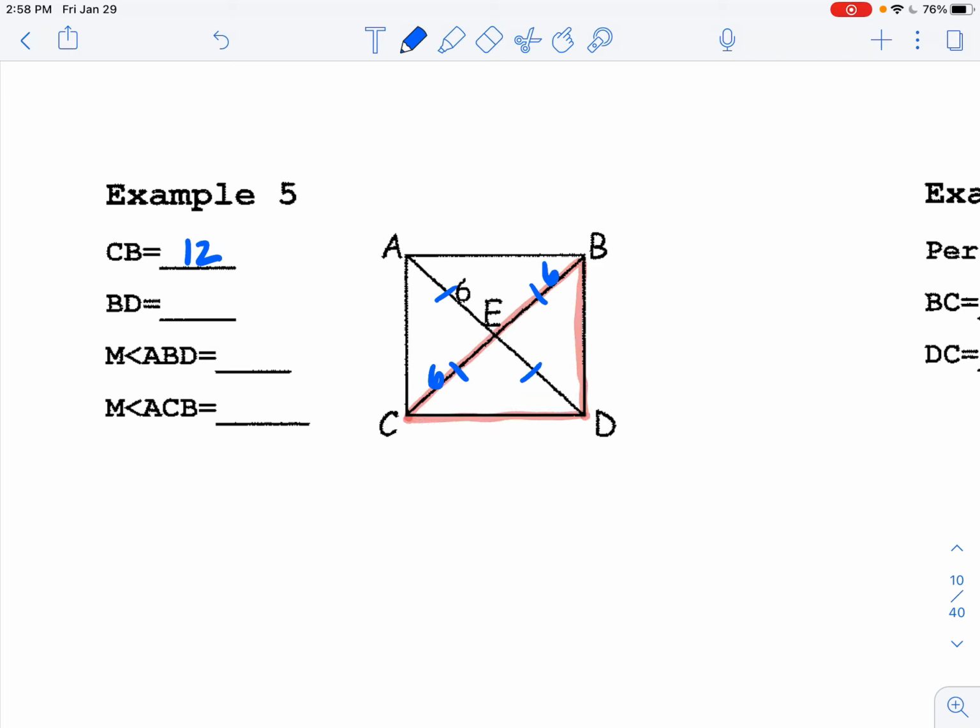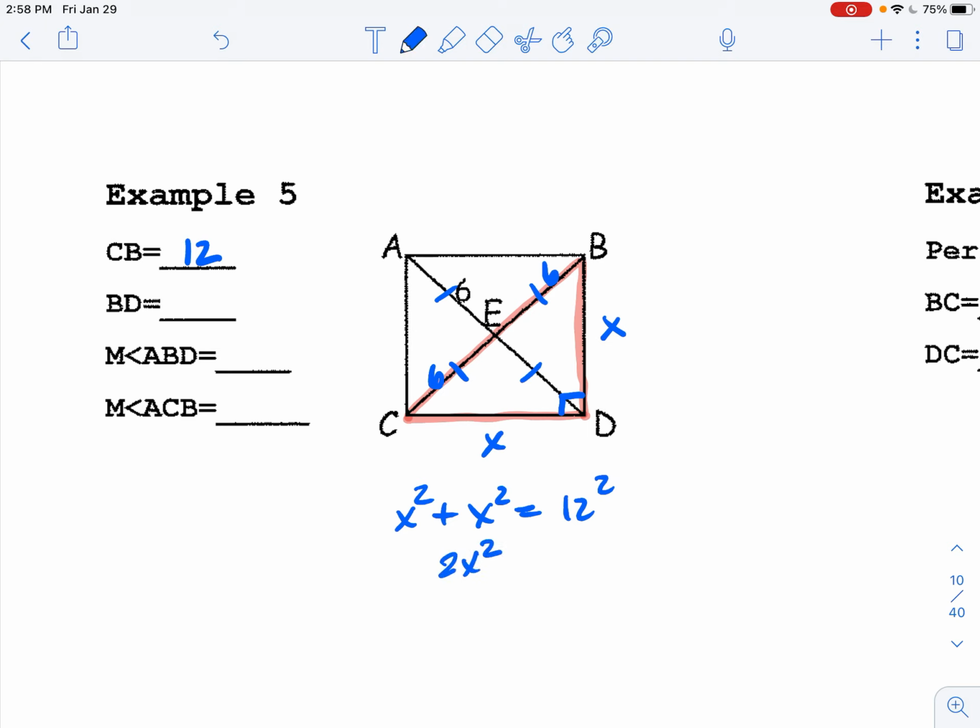If I want to know what BD is, okay, so now we're looking at a right triangle, and so we can use our Pythagorean theorem. Each of these sides is congruent. So this is going to be x squared plus x squared is equal to 12 squared. We don't know these sides, but we know they're congruent, so let's just call those x. And the sum of these two, 6 and 6, make the 12.